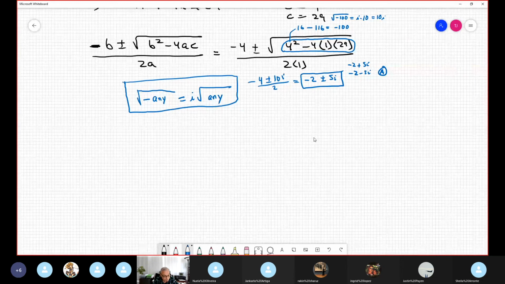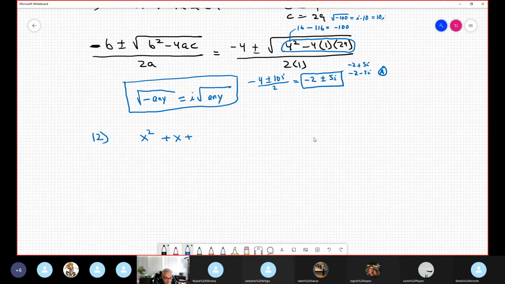Let's move to number 12. Number 12 is x squared plus x plus 5 equals 0. Again, a quadratic equation. Again, standard form. Nice. I like that. Determine A, B, C. In our specific problem it is 1, 1, and 5. I'm plugging it into the formula. I love that formula.